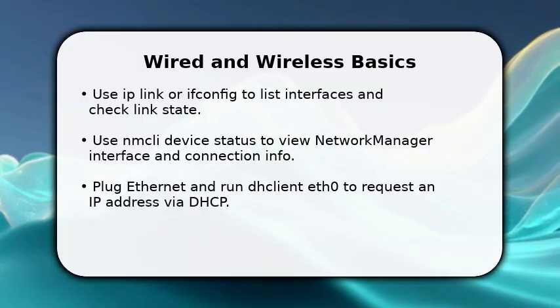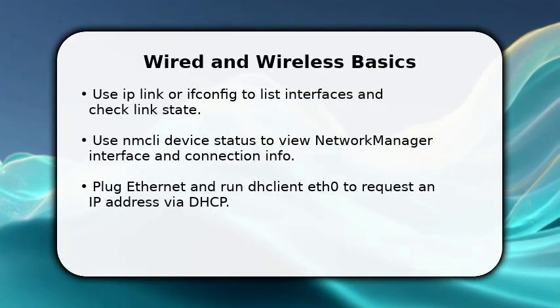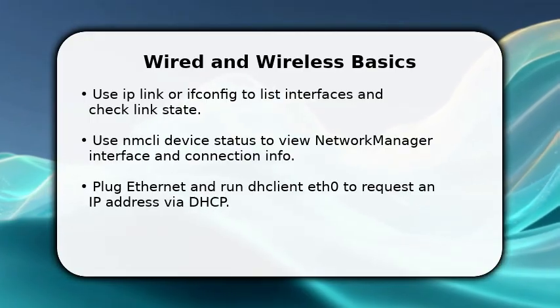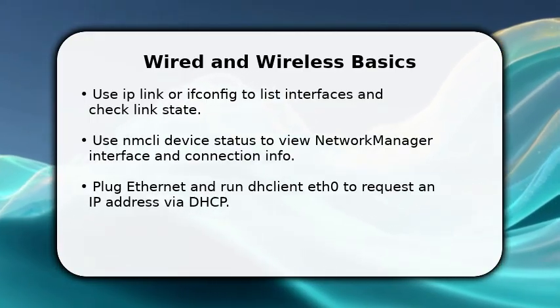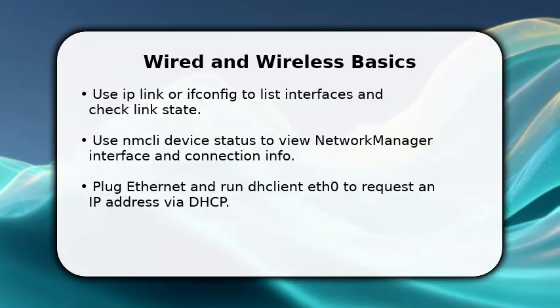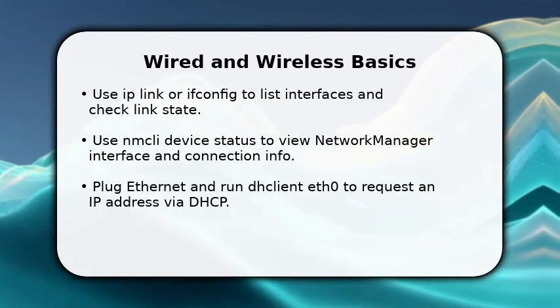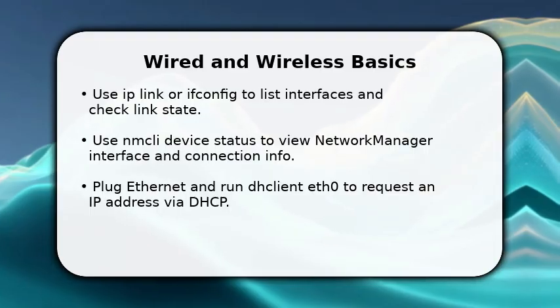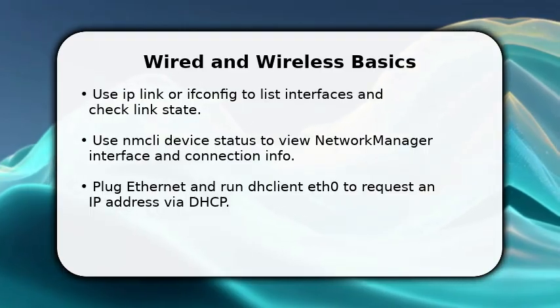Enjoy the video. Start by identifying interfaces with ip link or ifconfig on Kali Linux. Those commands show interface names and basic link state information. Use nmcli device status to check NetworkManager for device and connection details.